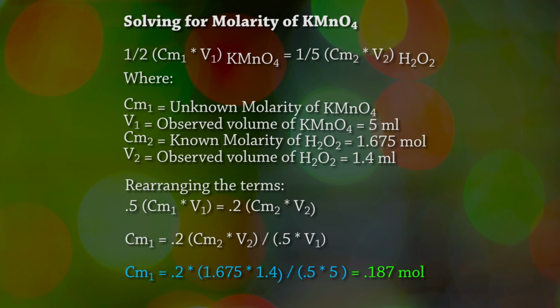Please review each term of the equation, then the fashion in which its terms are rearranged to solve for CM1. Plugging in the known values and crunching the numbers, we understand that our unique solution of potassium permanganate has a concentration of 0.187 moles per liter.